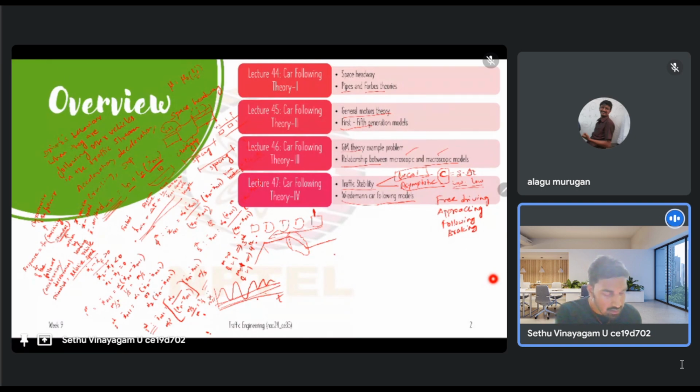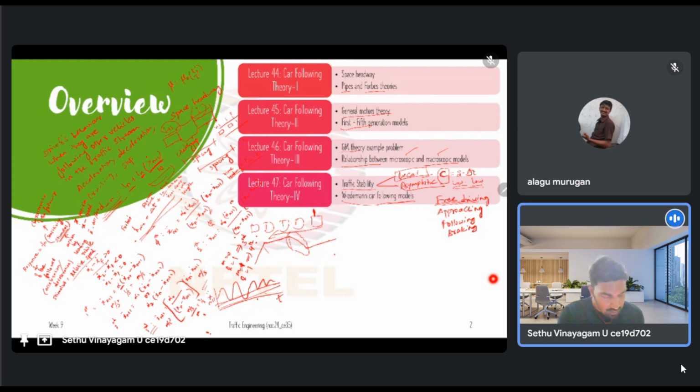So free driving means when the drivers are not influenced by their surrounding traffic, right? So this is like the free flow condition, so the volume of traffic is lower, right? So the vehicles are far away from each other, so they can travel at their desired speed without being influenced by their surrounding vehicles, right? So they will be cruising at their desired speed. So that is the free driving region.